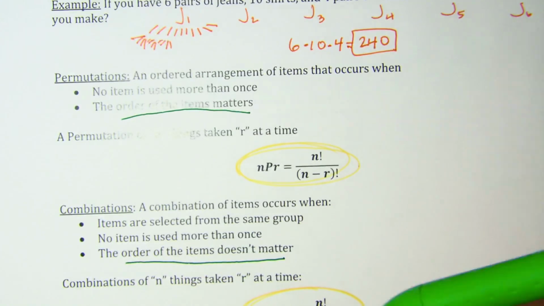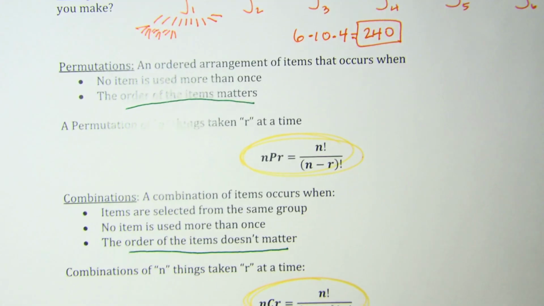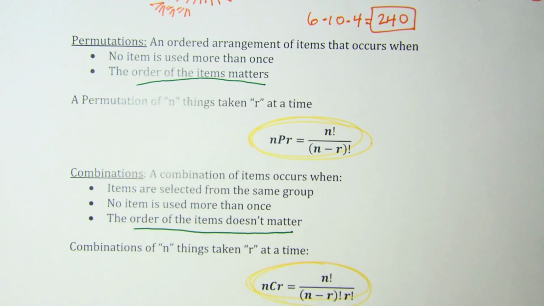So for example, with a permutation, if I was going to have a race with 10 people, and I was going to see who was the fastest, and I was going to give medals for first place, second place, and third place, giving gold, silver, and bronze medals, it matters whether you come in first or second or third. You're not getting the same thing.